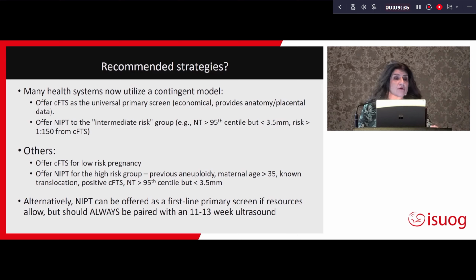In other scenarios, you might offer combined first trimester screening to your low-risk pregnancies, and then you would offer NIPT for the high-risk group. So if there was previous aneuploidy, or women over the age of 35, or an abnormal NT scan, positive combined first trimester screening, or if there was a known translocation. Alternatively, you could offer NIPT as a first-line primary screening test, but ultrasound is very important. You cannot just do NIPT, you have to do ultrasound as well.